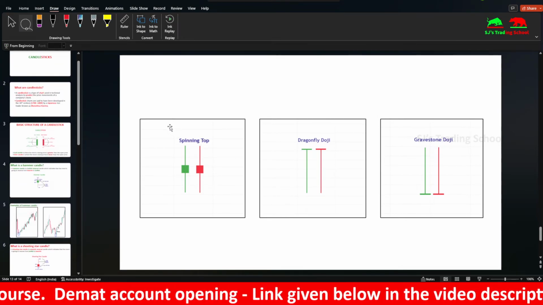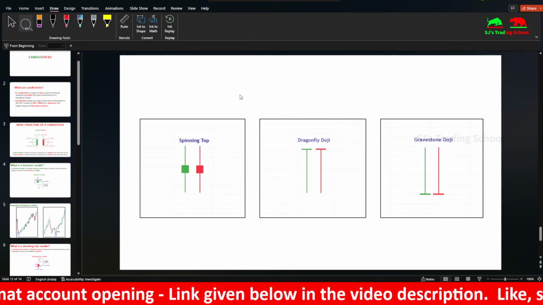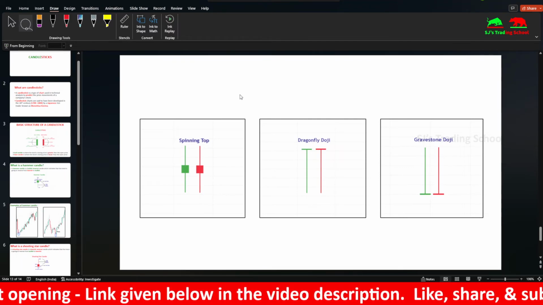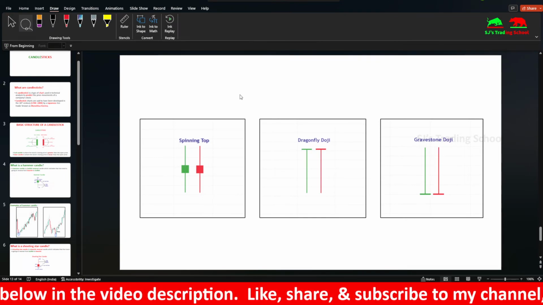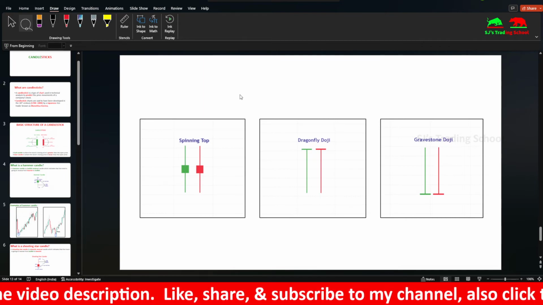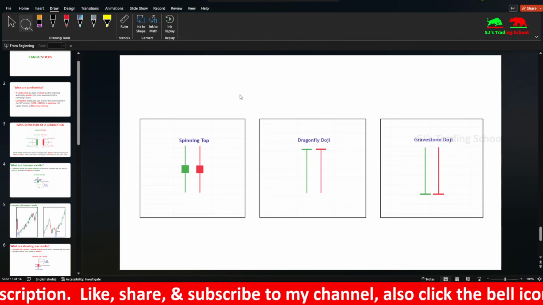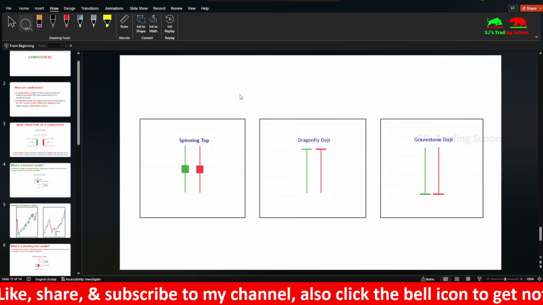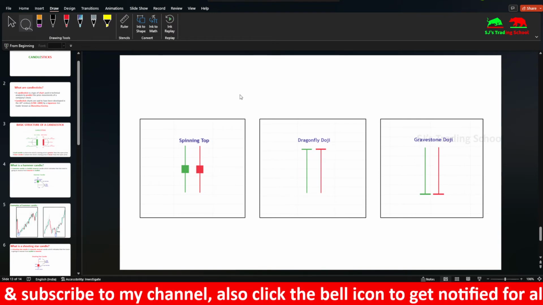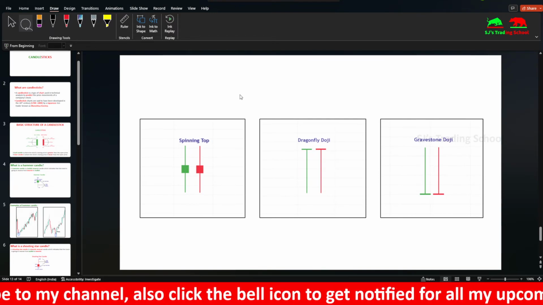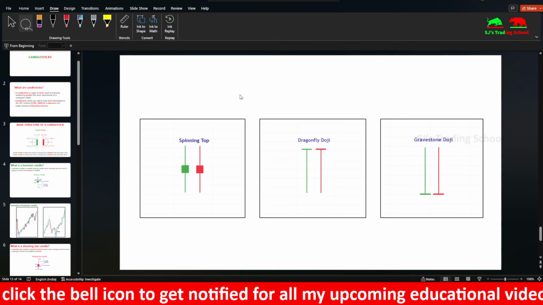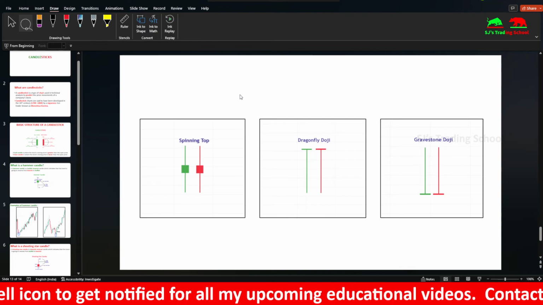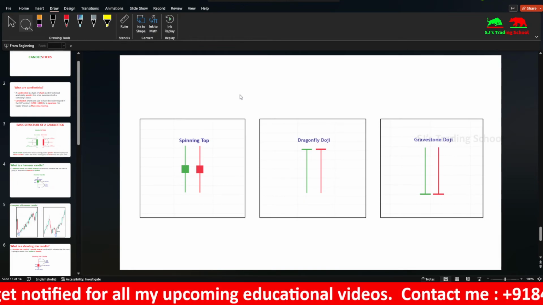So usually spinning tops form at reversal points, similar to the hammer and inverted hammer candles. A spinning top usually forms where there is a high chance of reversal. So this is where the major decisions are taken. The market's decisions are taken by the buyers and sellers, whether to reverse the market, or the trend can even continue after a spinning top is formed.